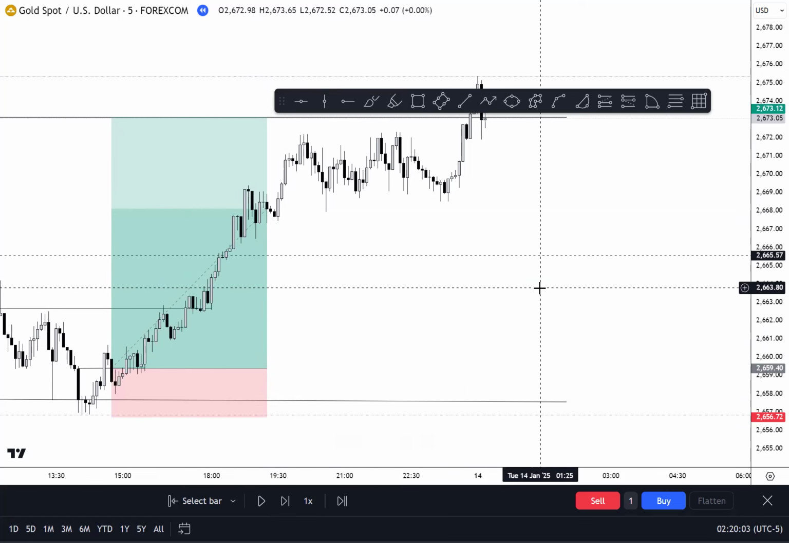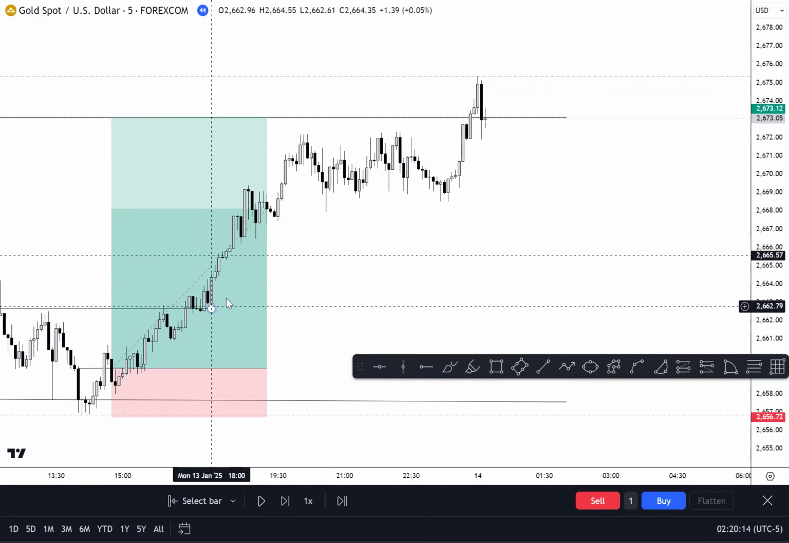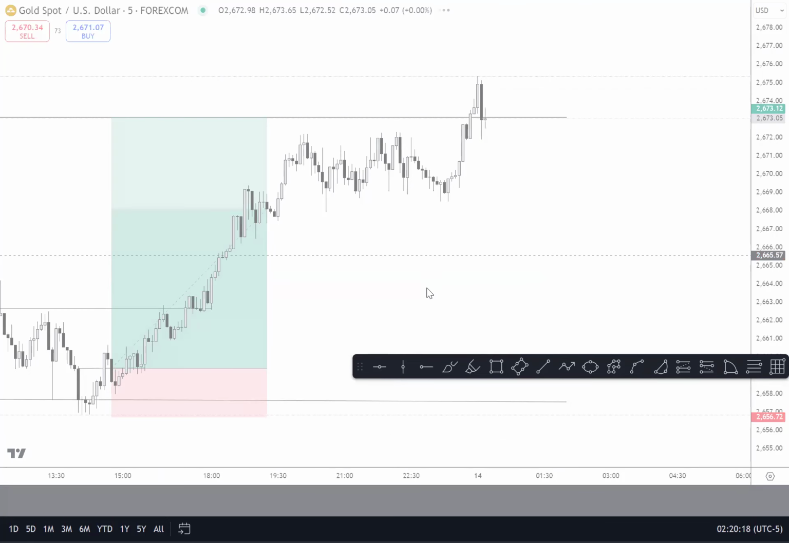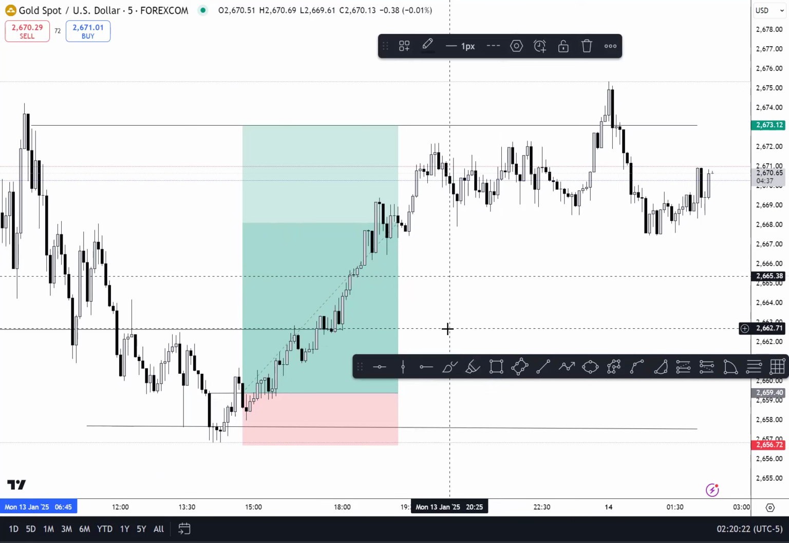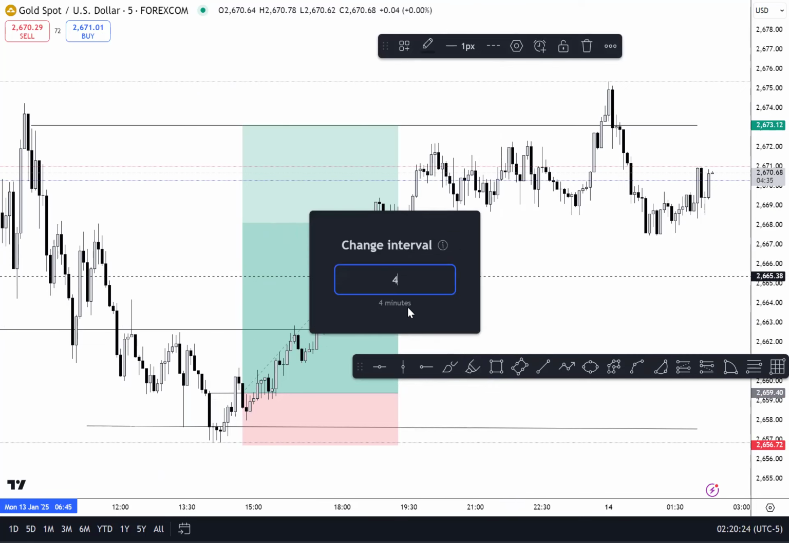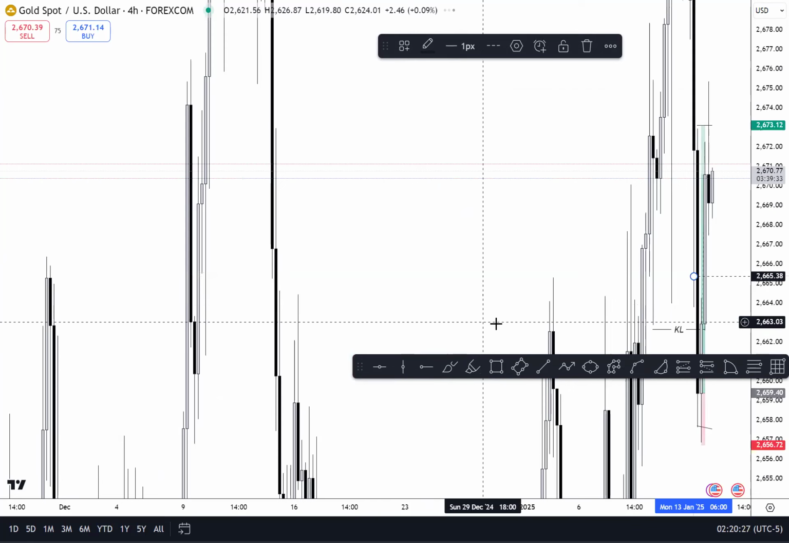So that is the first trade. Now let's look at the second trade, the one I took about 2 hours ago. All right, let's look at that. Let me do away with this one, and let's go back to H4. Go back to 4 hours.